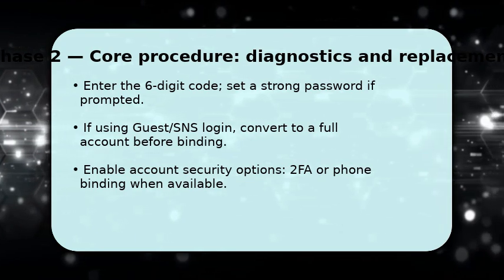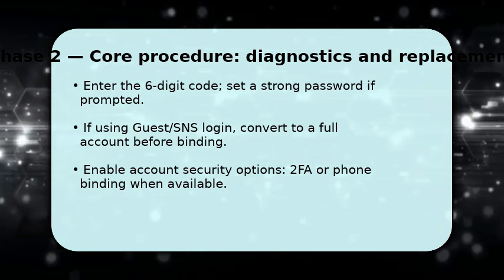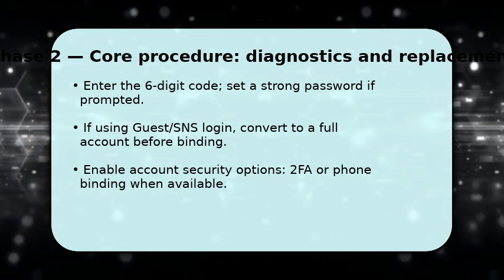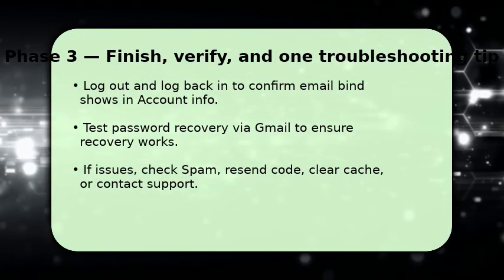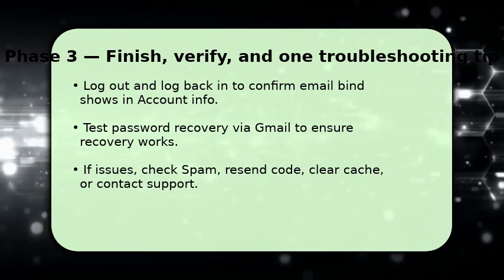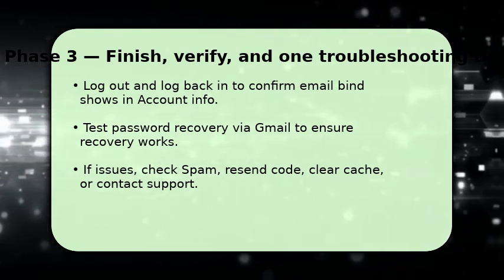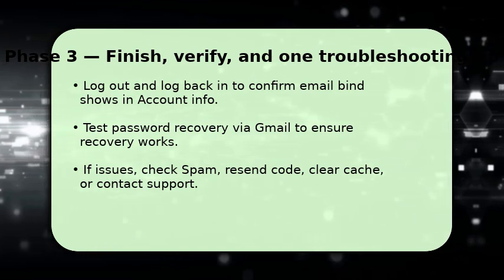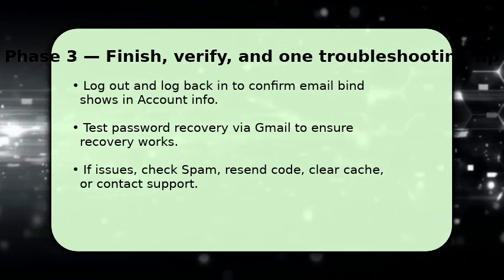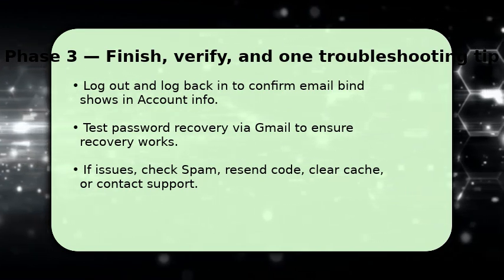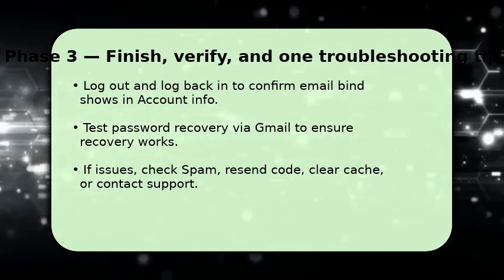Also, enable optional security like 2-factor authentication or phone binding to make recovery and sign-in safer. After binding, log out and log back in with your email and password to confirm the link is active and your progress appears. Once done, try a password recovery simulation to ensure Gmail receives reset messages. This proves the recovery path will work if needed. Make sure your in-game account page lists your email.